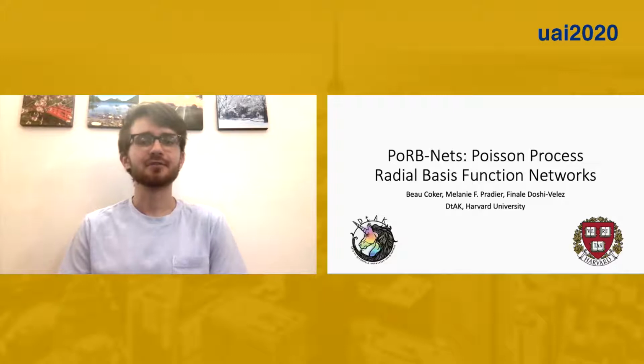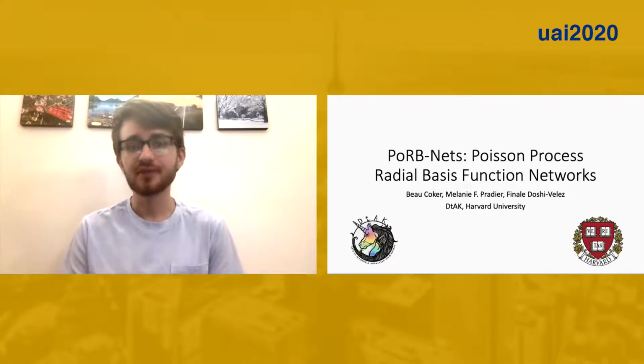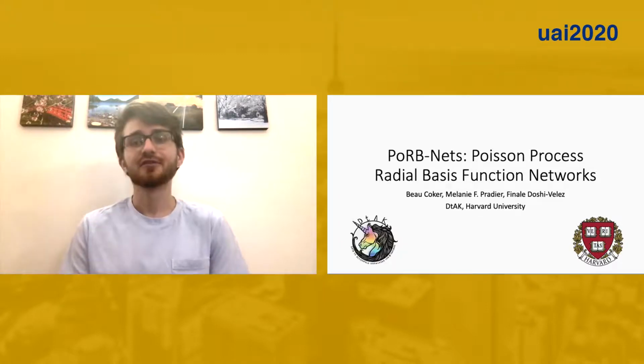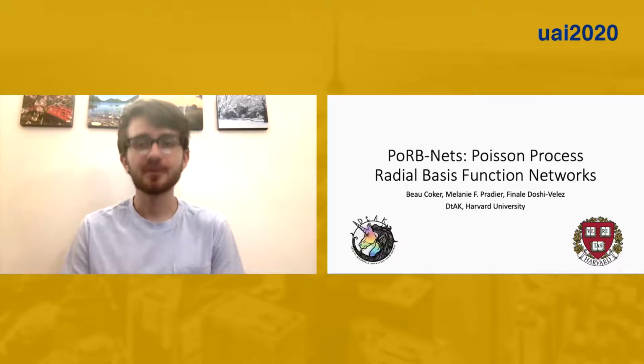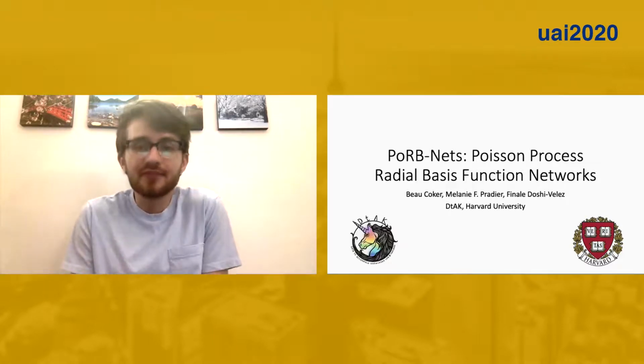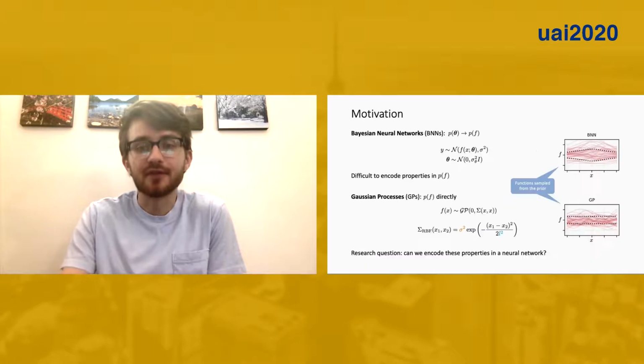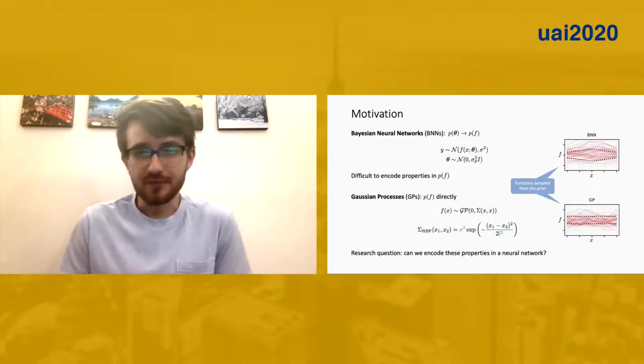I'm here to introduce Poisson process radial basis function networks, or PoRB-Nets, which are Bayesian radial basis function networks that behave a bit more like GPs than Bayesian neural networks. So I'll start with some motivation.